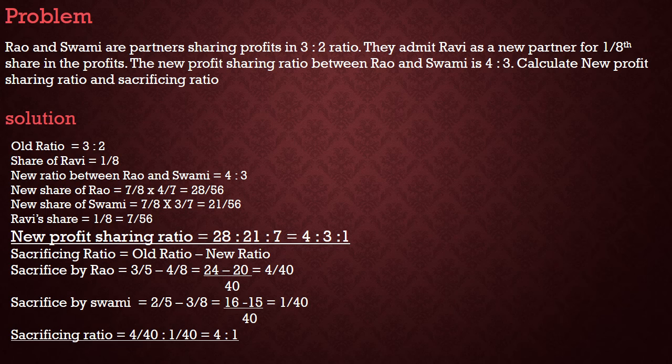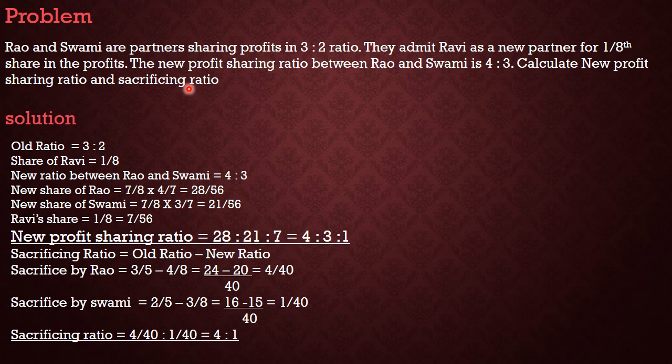We can do one more problem. Rao and Swami are partners sharing profits in 3:2 ratio. They admit Ravi as a new partner for 1/8 share in the profits. The new profit sharing ratio between Rao and Swami is 4:3. Calculate new profit sharing ratio and sacrificing ratio. So question is to find out the new profit sharing ratio as well as the sacrificing ratio.